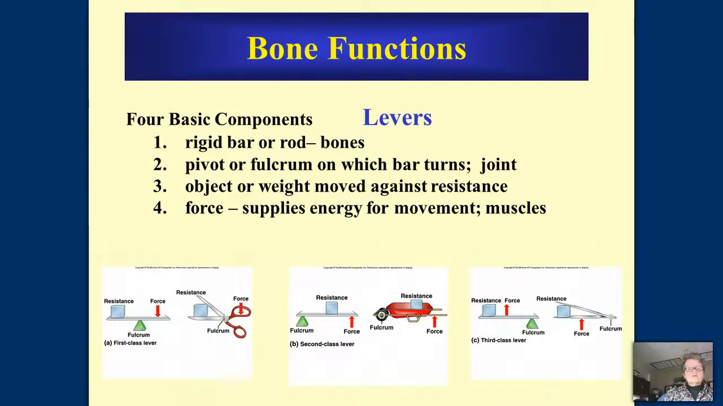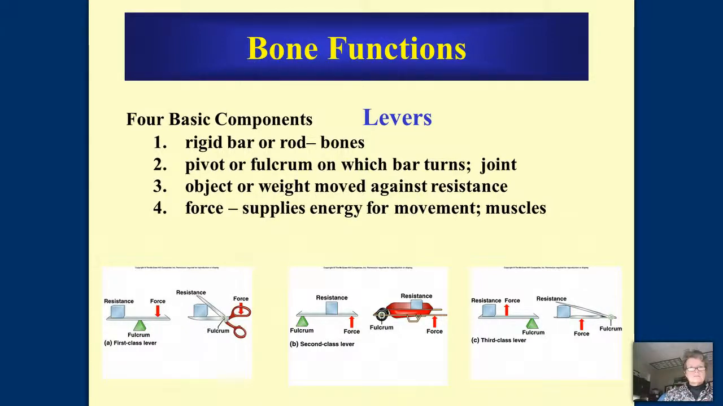There are 4 different components with levers, the way the bones work with the muscles at the joints to move something. You have a rigid bar, and that would be the bones. You have a pivot or fulcrum, that's where the bones join, or the joint is a pivot or fulcrum, on which the bone turns. You have an object that you want to move. It offers the resistance. And then the force supplies the energy for the movement, which would be the muscles.